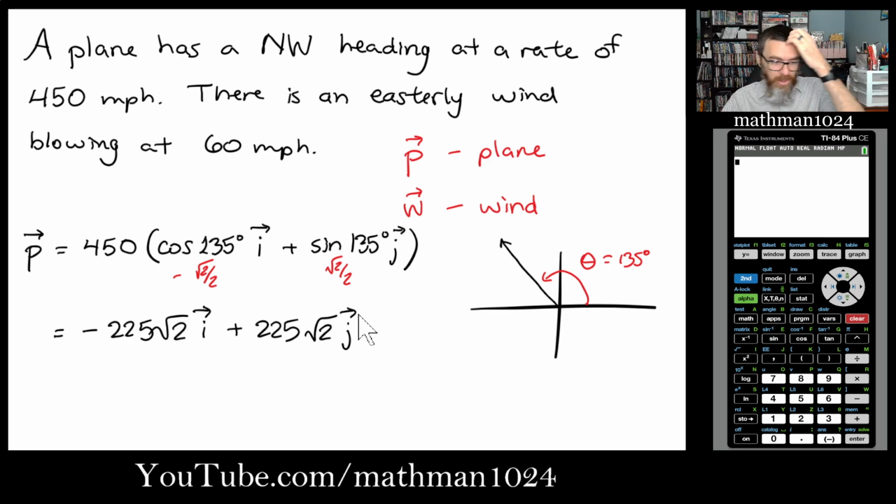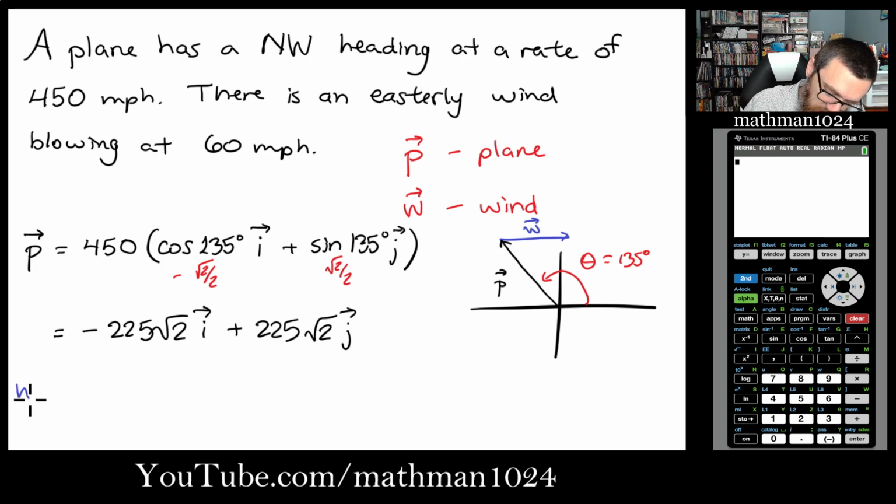Now the wind is an easterly wind. So that means it's blowing to the right. So I'll use this color. So then we have, so let's see, this is vector P, and this is my wind.